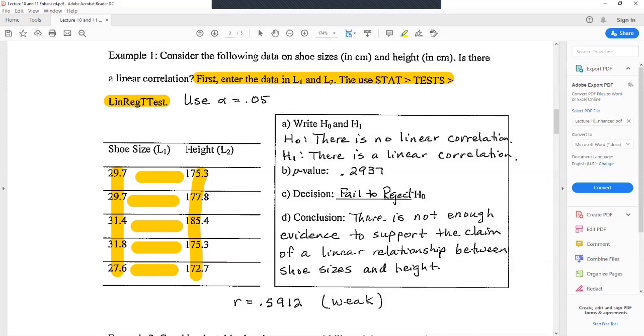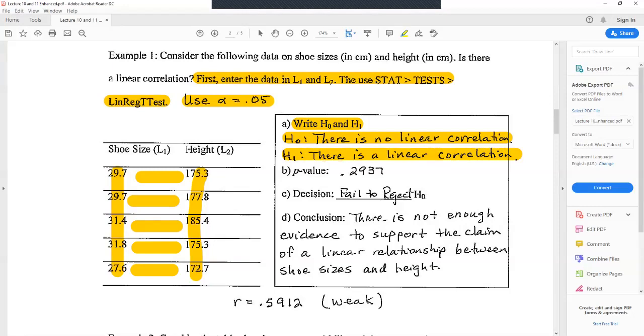And we're going to use an alpha level of 5% since an alpha level was not assigned to us. We'll use the default. Okay. First, let's write the null and alternative hypotheses. The null is going to claim that there is no linear correlation, and the alternative is going to claim that there is a linear correlation.